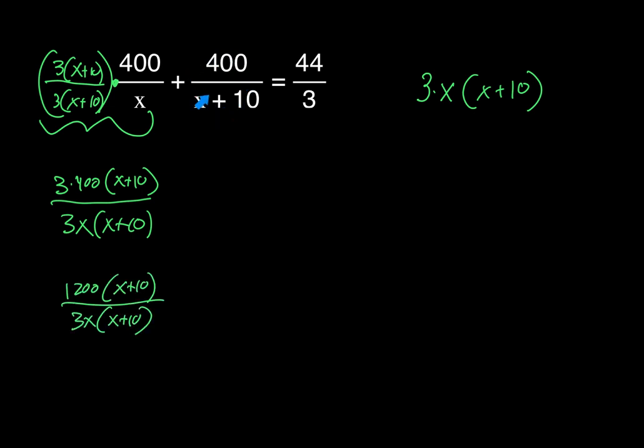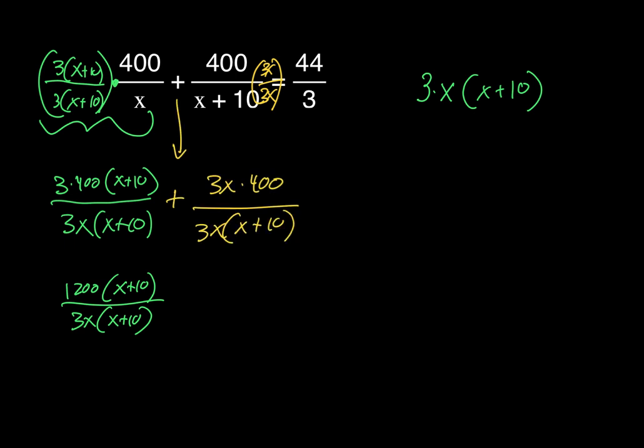Then I'm going to look at this and say, all right, in my denominator here, what am I missing? Missing the 3x. There is the x plus 10. So this one, I'm going to multiply by a very special 1, and it's going to be 3x over 3x. So this plus comes down. Don't lose track of your actual symbols. 3x times 400 over 3x times x plus 10.